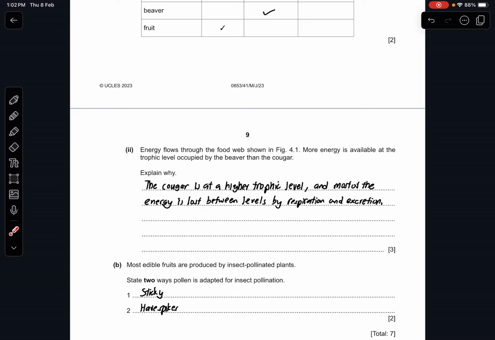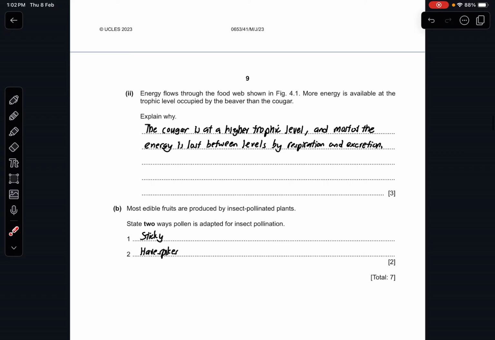Excretion, respiration, alright, something like that. Okay, B. Most edible fruits are produced by insect-pollinated plants. State 2 ways the pollen is adapted for insect pollination.